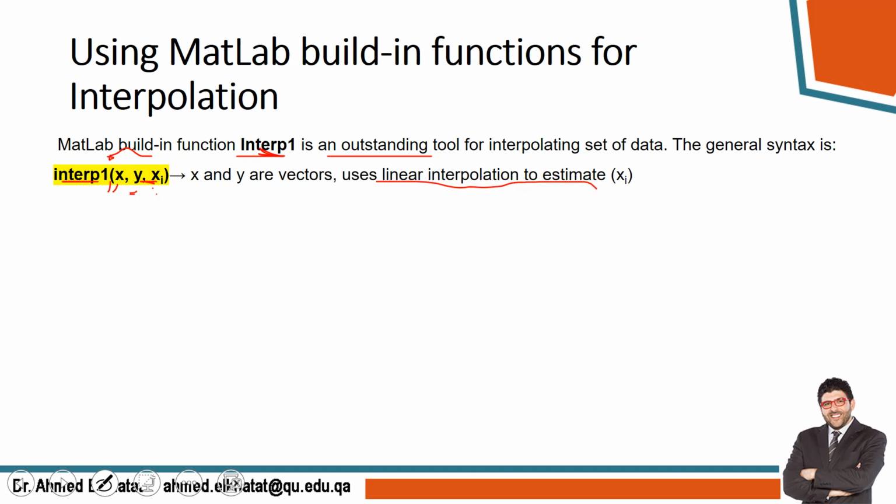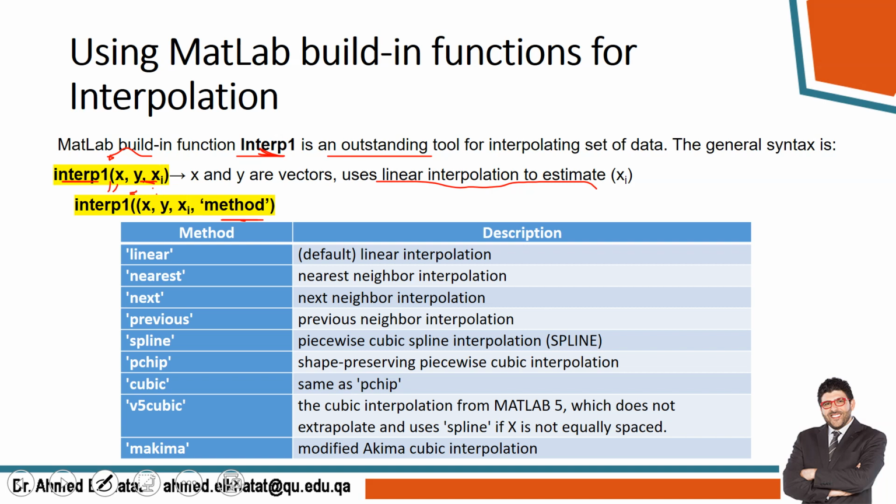Suppose that you want to use a more complicated interpolation method. Then we can write interp1(x, y, xi), and then between single quotes we put the name of the method. What's the name of the method? According to the method you want to use. For example, if you want linear, put 'linear' between quotes, so it's the default. If you didn't put linear, it will be calculated similarly.